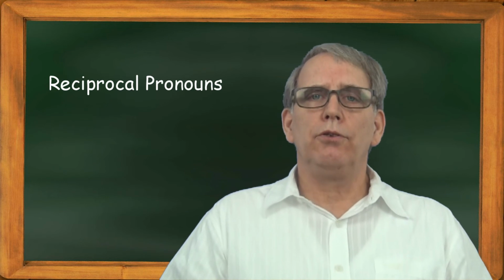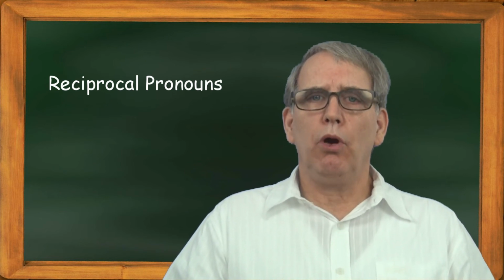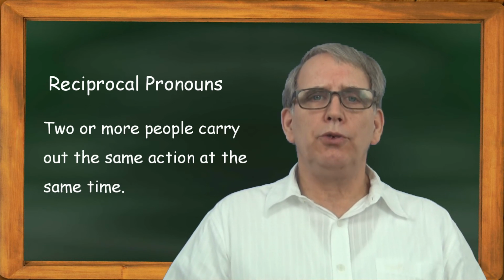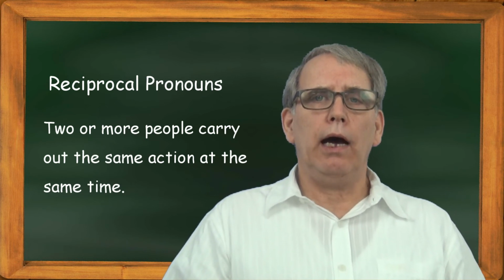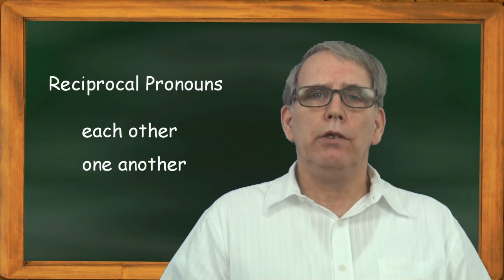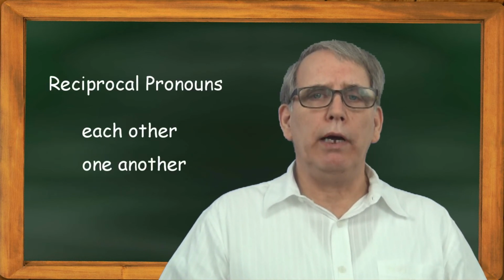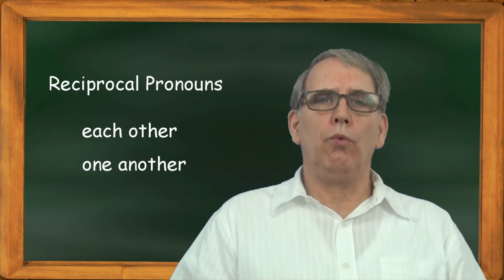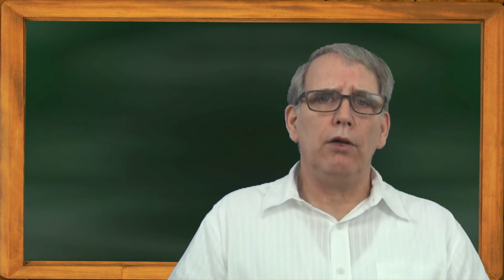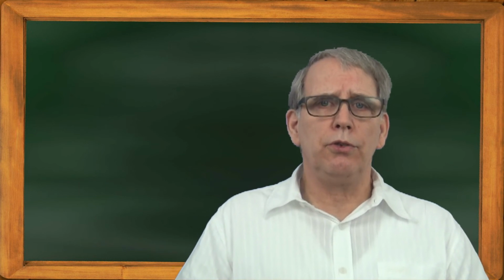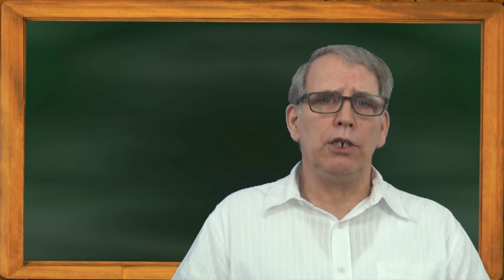That brings us now to reciprocal pronouns. Reciprocal pronouns are used to indicate that two or more people are carrying out or have carried out an action at the same time. There are only two reciprocal pronouns in the English language. They are each other and one another. Reciprocal pronouns are easy to use. There is really no hard rule about which one to use, so they are generally interchangeable.